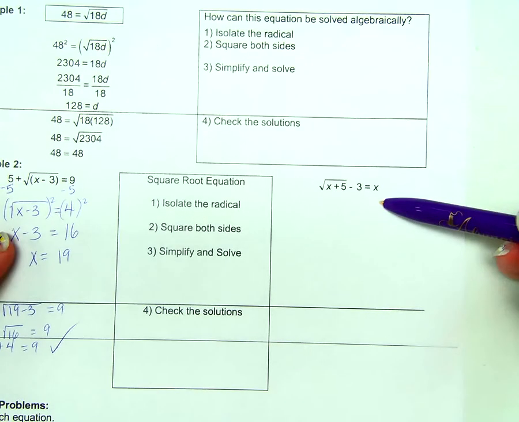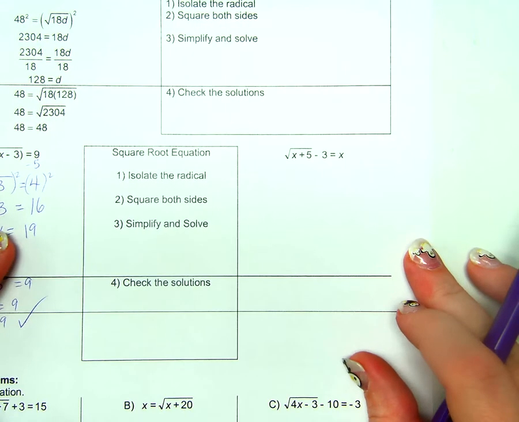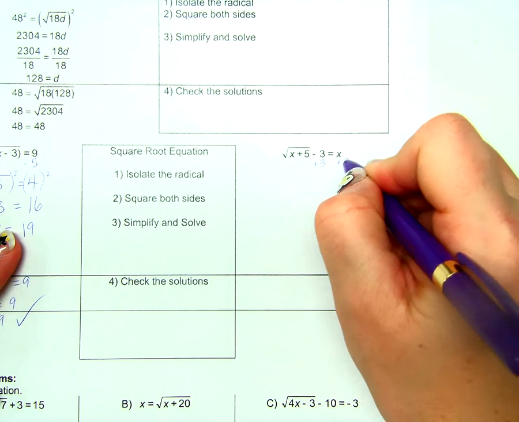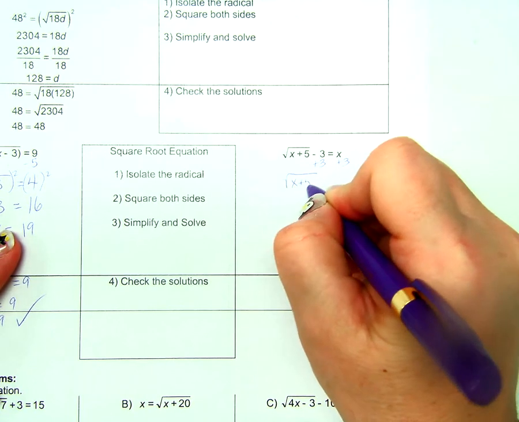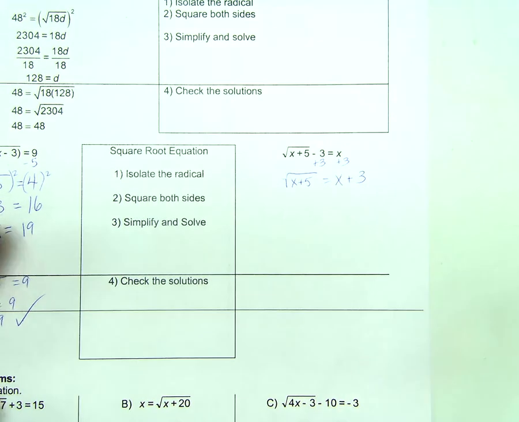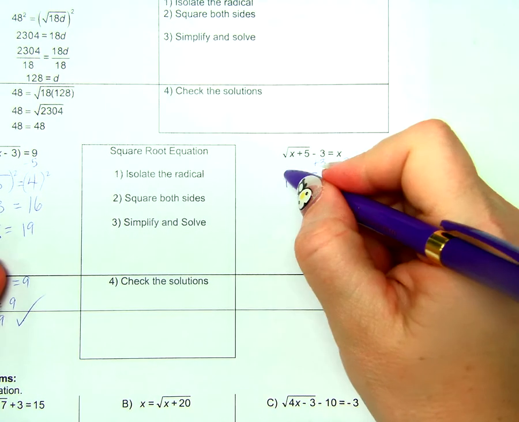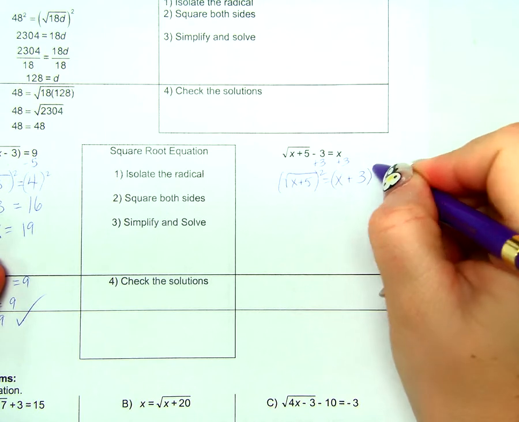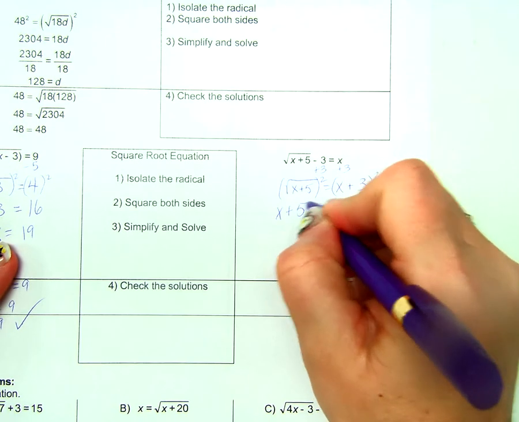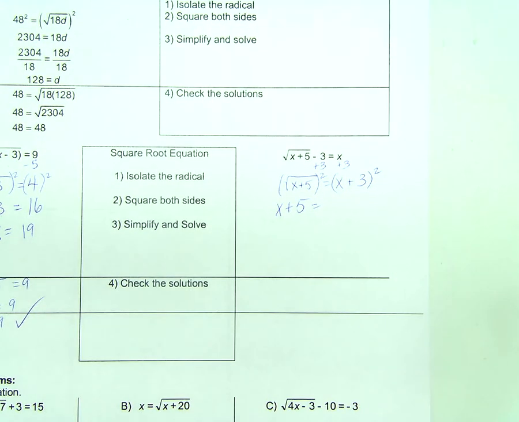All right. What about this one? Isolate the radical. Add 3 to both sides. The root of x plus 5 equals x plus 3. Is the radical isolated? Square both sides. What do we end up with on the left-hand side? X plus 5. What do we end up with on the right-hand side?